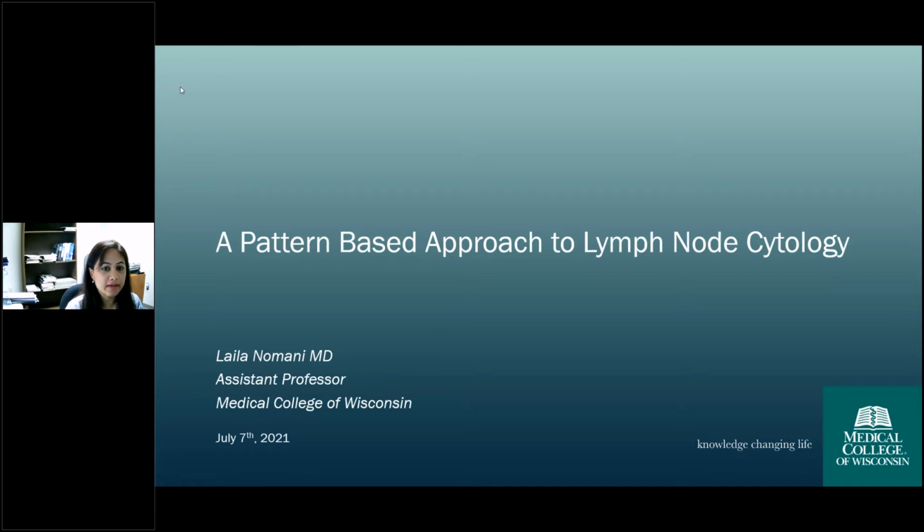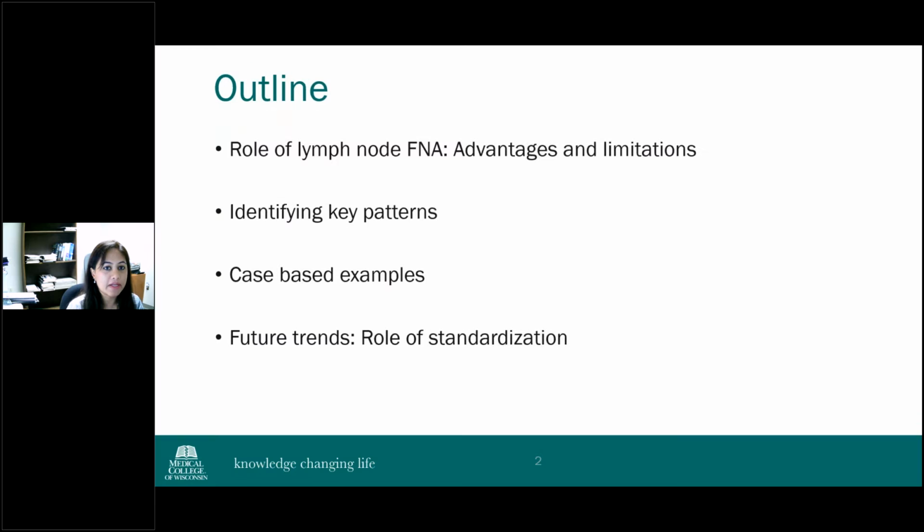So let's begin. I'll briefly go over the outline of the things I'm intending to talk about today. First of all, we look at the role of lymph node FNA. What are the advantages? What are the limitations? We will then identify some key patterns that are usually encountered on a lymph node cytopathology specimen. We'll then look at some case-based examples highlighting the different cases that we can see. And we'll finally wrap up with the future trends and what the role of standardization would look like for lymph node cytopathology.